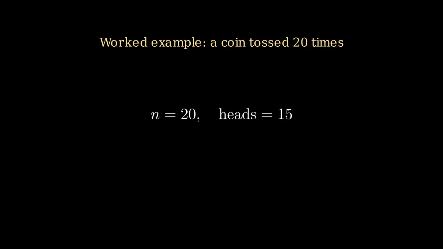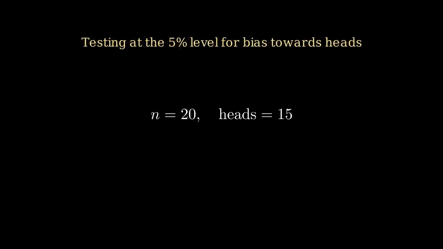Here is a worked example. A coin is tossed 20 times and it lands on heads 15 times. We will test at the 5% significance level whether the coin is biased towards heads.